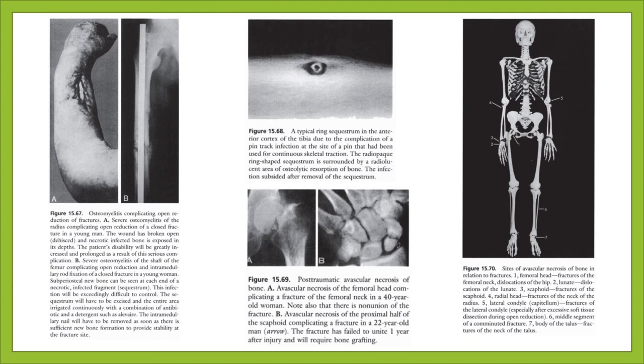Figure 15.70. Sites of avascular necrosis of bone in relation to fractures: 1. Femoral head, fractures of the femoral neck, dislocation of the hip. 2. Lunate, dislocation of the lunate. 3. Scaphoid, fractures of the scaphoid. 4. Radial head, fractures of the neck of the radius. 5. Lateral condyle, capitellum, fractures of the lateral condyle, especially after excessive soft tissue dissection during open reduction. 6. Middle segment of a comminuted fracture. 7. Body of the talus, fracture of the neck of the talus.